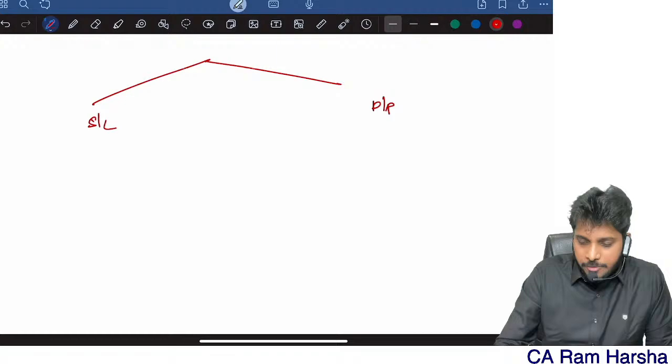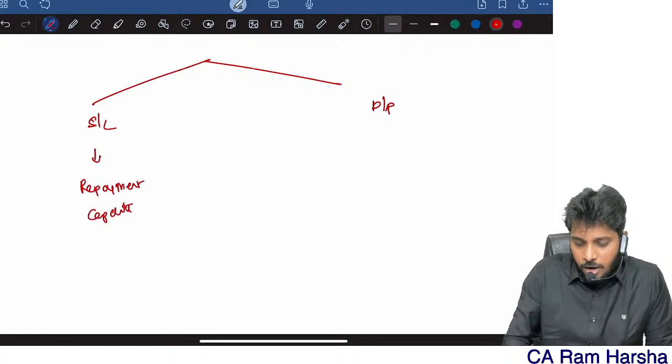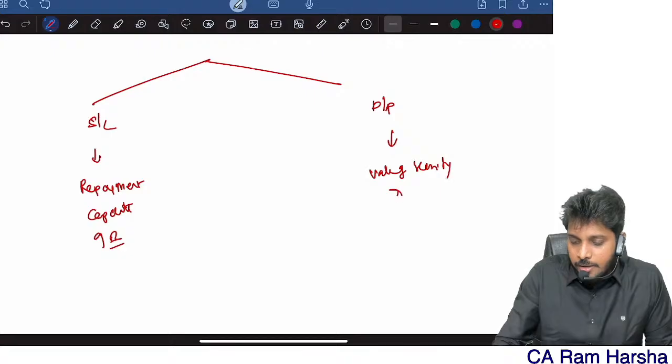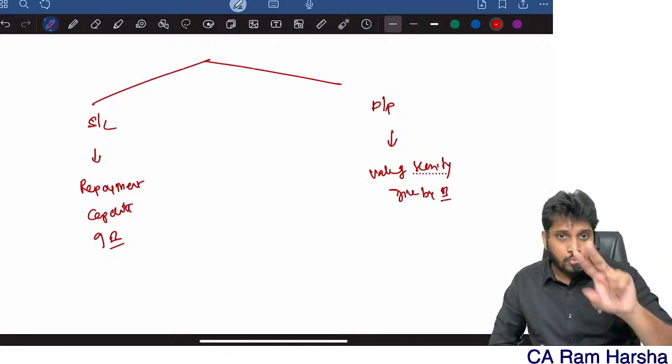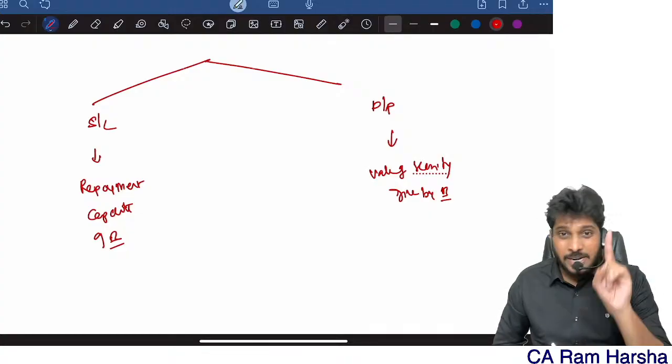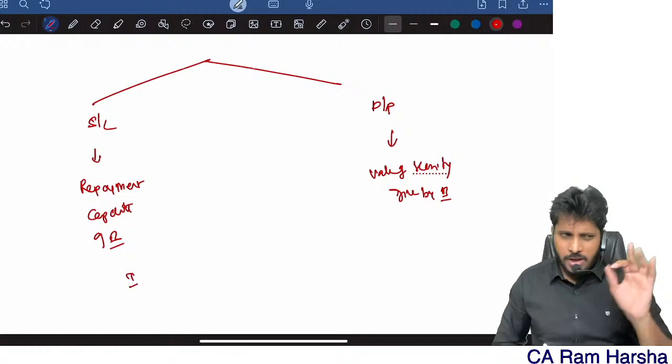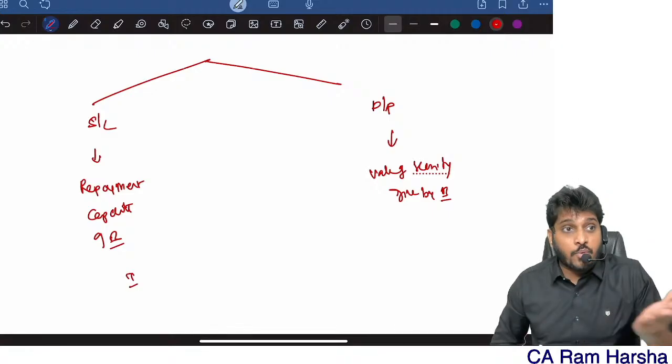there is something called sanction limit and drawing power. The sanction limit is decided based on the repayment capacity of the borrower, whereas drawing power is decided based on the value of security given by the borrower. A bank will give a loan based on two criteria. One, whether the customer has repayment capacity. That is the most important. Two, okay, he has repayment capacity, but what security am I getting?